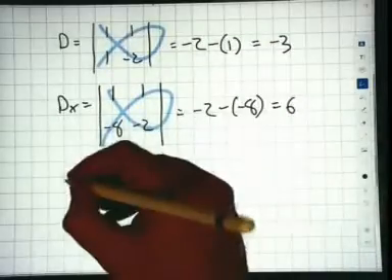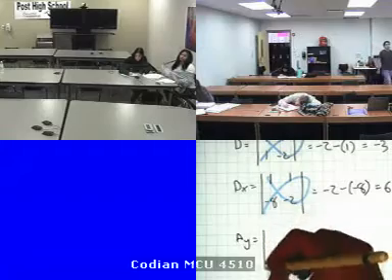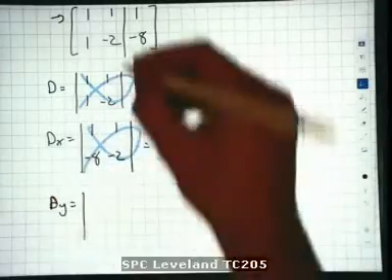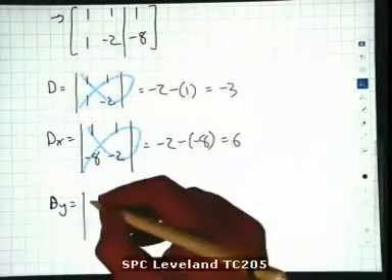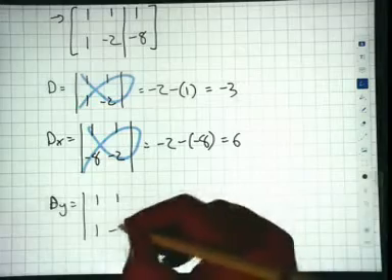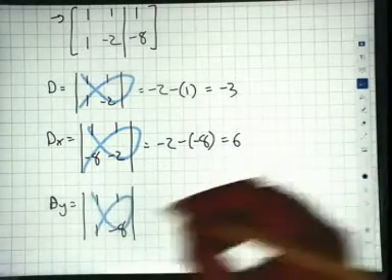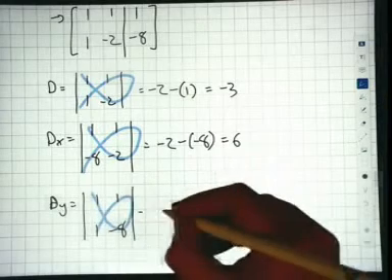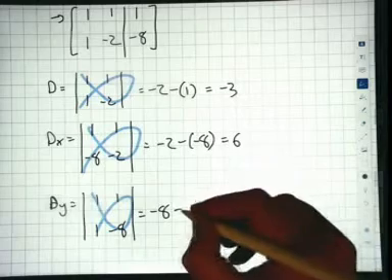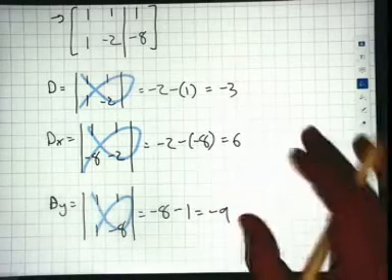And then Dy. Thank you. We can finish this. Dy, replace your y's with your constants. So you have 1, 1, 1, negative 8. So 1 times negative 8 is a negative 8 minus 1 times 1 is 1. So that becomes a negative 9.